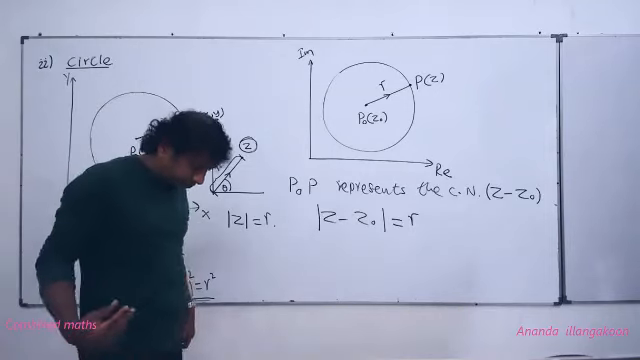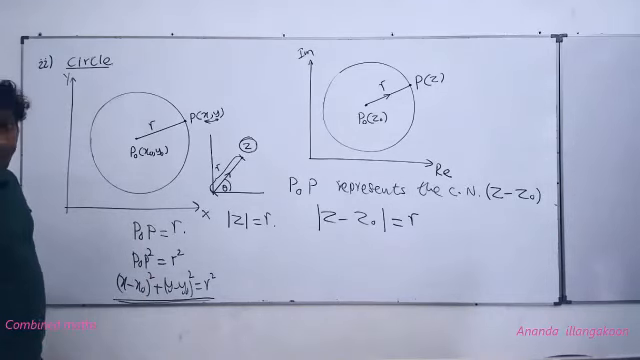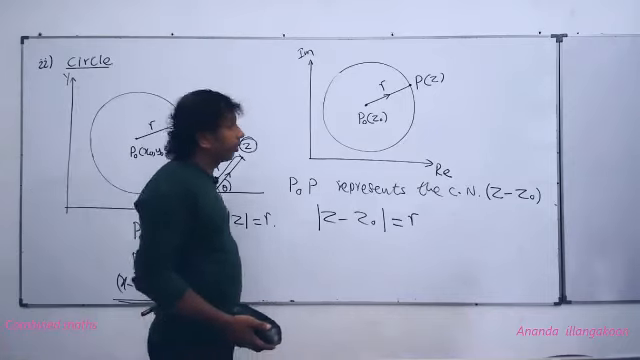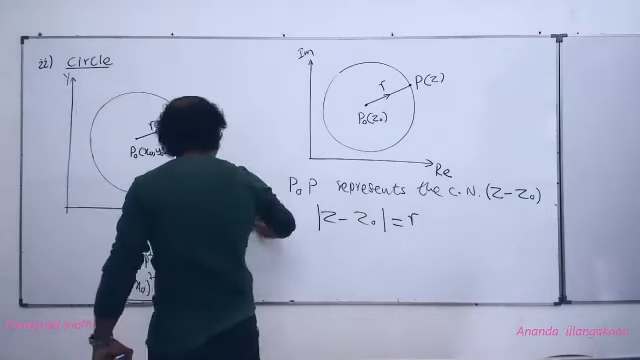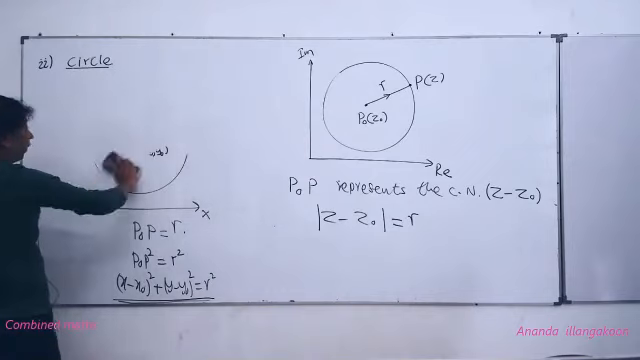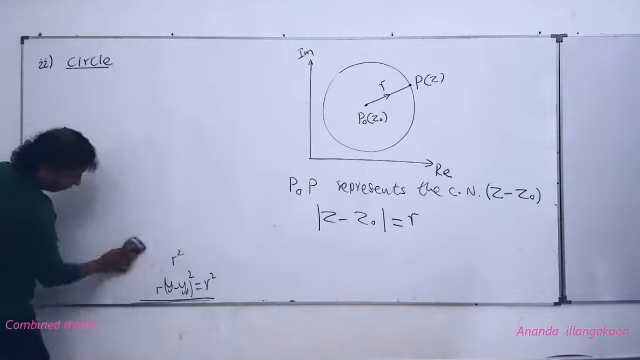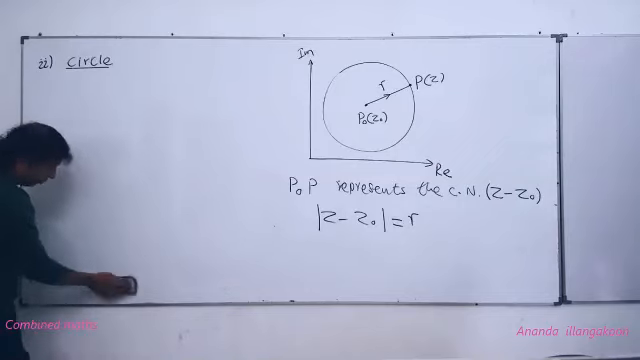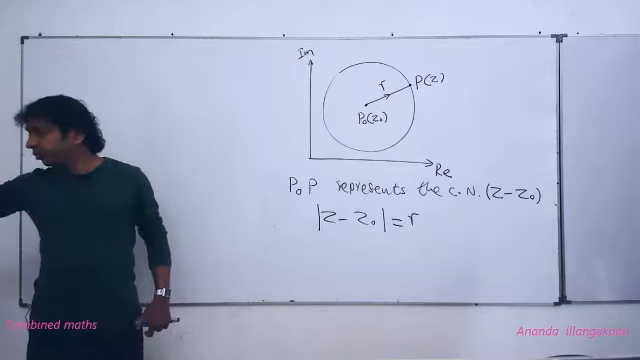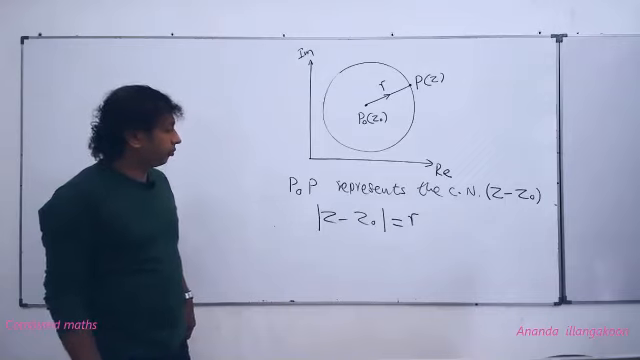So then we'll write: consider the circle with radius simple r and the complex number at its center, the complex number at its center is a naught. Right, we do the diagram there.